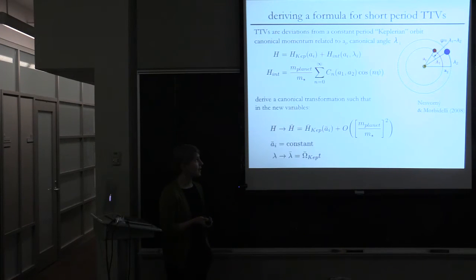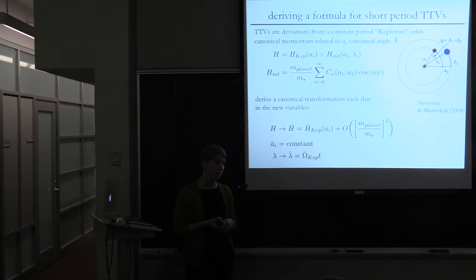So what we seek is a canonical transformation such that when you write the Hamiltonian in the new variables, it looks like a Keplerian Hamiltonian plus higher order correction terms. Because then for this system, the equations of motion say that the semi-major axis is constant and the angle of the planet just advances linearly in time. So the transformation between the real system and this average system is precisely the transformation that gives you transit time variations, because those variations are the difference between a real system with interacting planets and an average one, which corresponds to a Keplerian orbit.